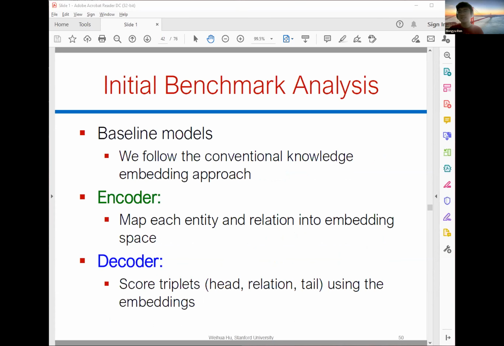Okay, so for the baseline models, we follow and use several conventional embedding-based methods. The idea is that we have an encoder that maps each entity and relation to the latent embedding space. And we also design a decoder that scores a triplet using the entity and relation embeddings of the triplet.